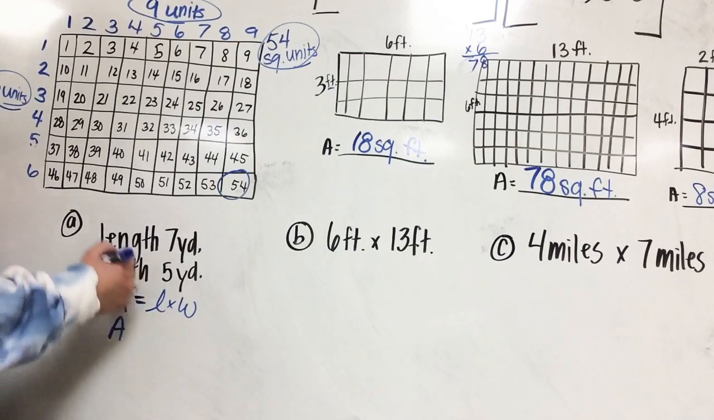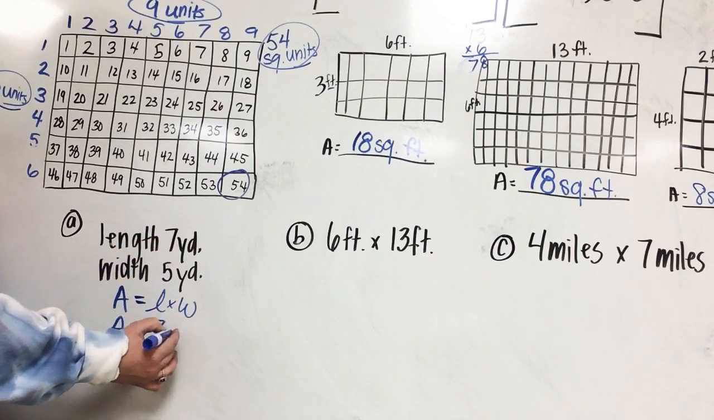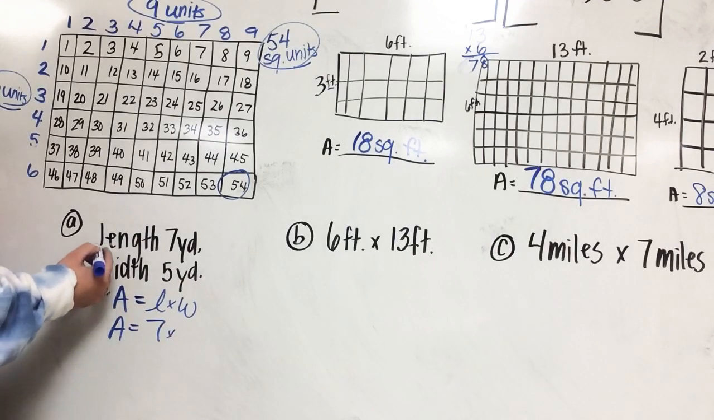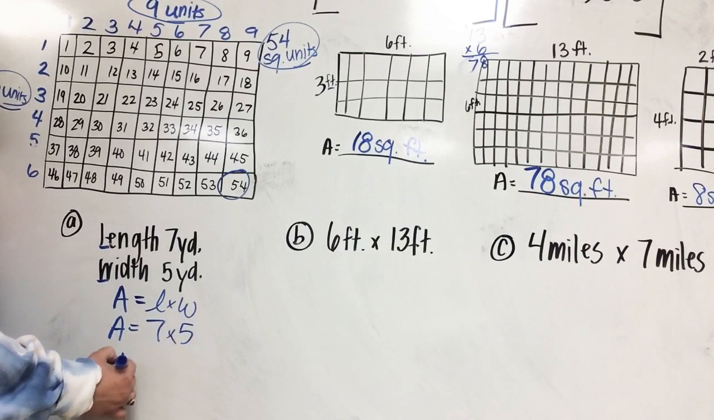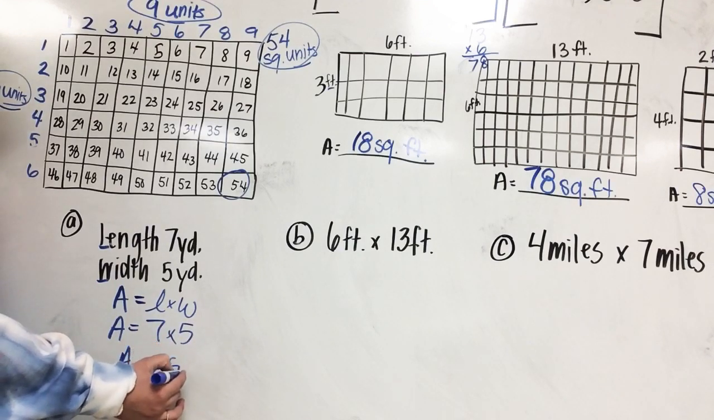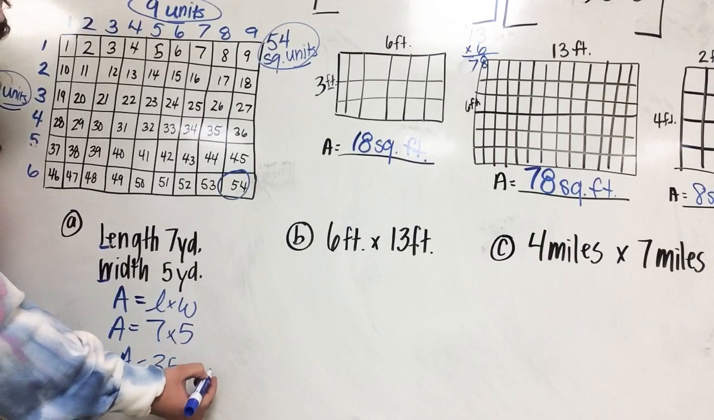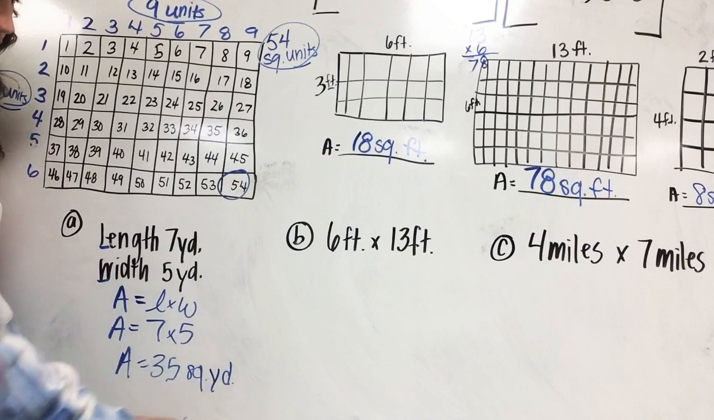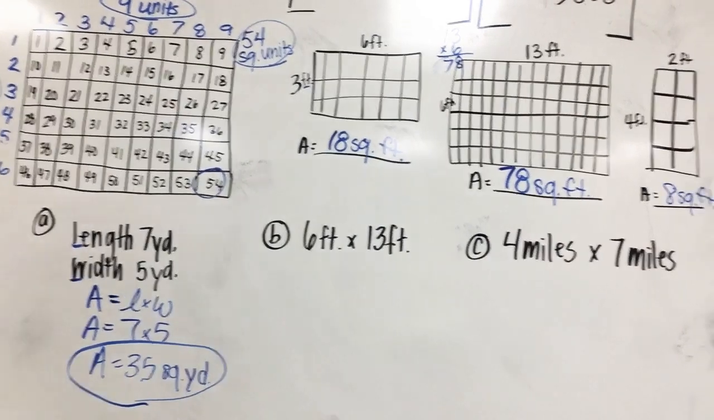So we're going to fill in our missing numbers. Our length is what? 7 yards. So area equals 7 times, what's our width? 5 yards. 7 times 5. So area equals 35 what? Yards? No. You multiplied yard times yard, which means you get a square yard. The area of this is 35 square yards. That 5 is really ugly. I hope yours looks better than that.